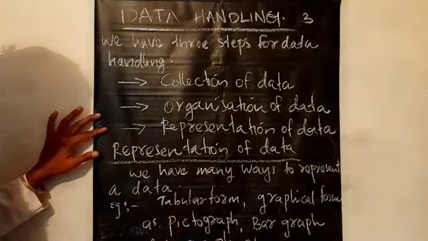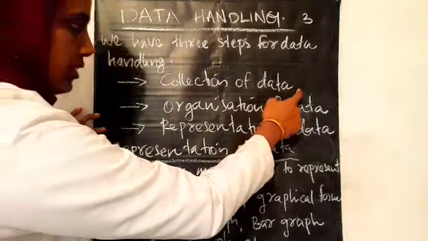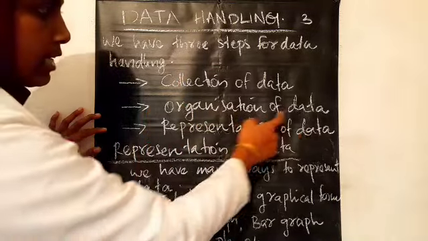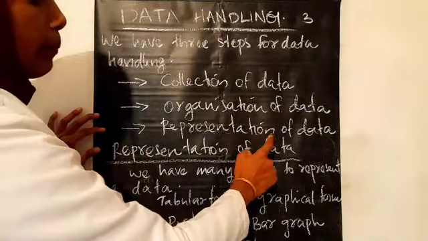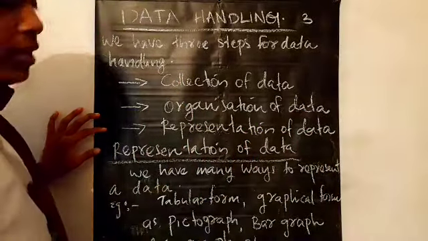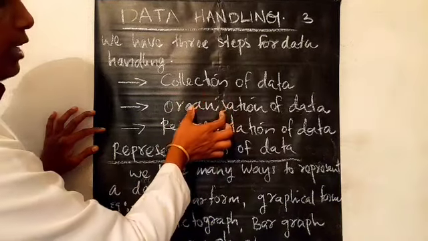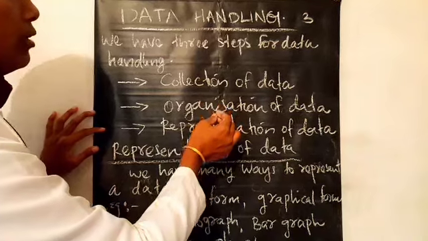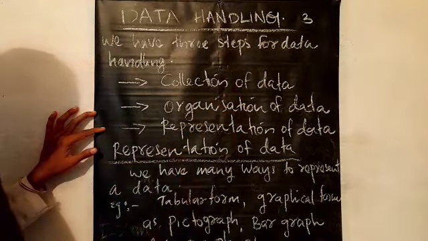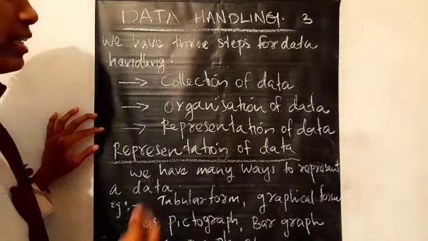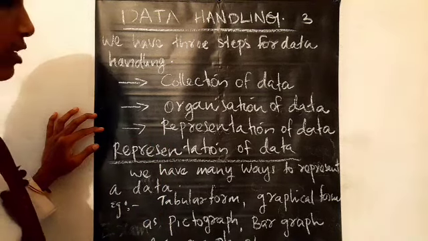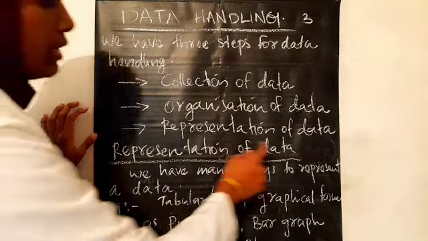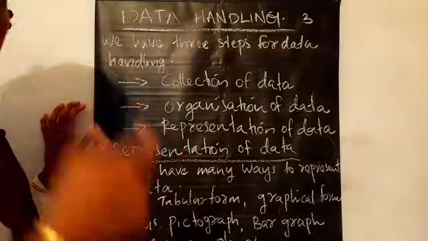What are the three steps? First one, collection of data. Next one, organization of data. Next one, representation of data. Okay, students, collection of data and organization of data we study only a little bit today. We cannot study this more; it's for higher studies. That's why representation of data is important in our class.